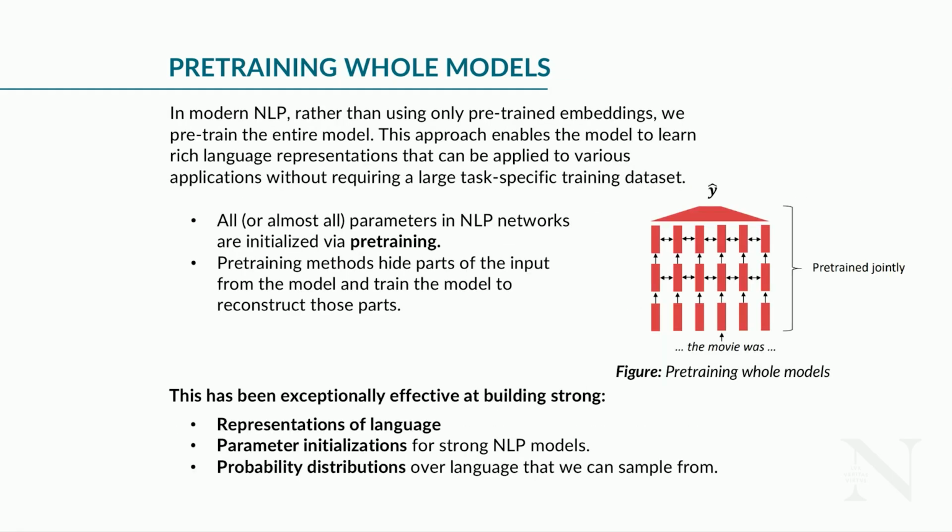But what if we want to pre-train the whole model instead of just a piece of the model, which we saw in the word embedding? In modern NLP, we pre-train the entire model, as you can see. So later, we can use this model for additional tasks. We can use this model for representation of the language, parameter initializations, and probability distributions.